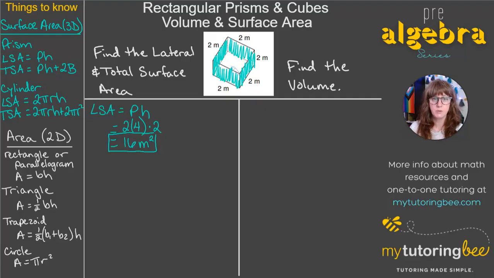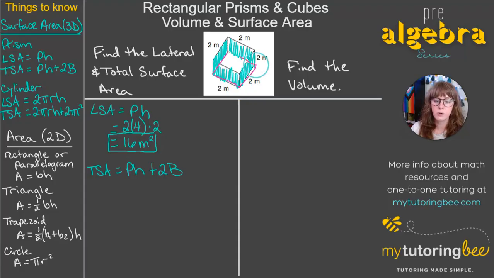Now let's get into total surface area. So our formula for total surface area is right here, pH plus 2b. So notice that pH is the same as our lateral surface area. And that's because total surface area has those 4 walls that we discussed before, but then it also has the floor.